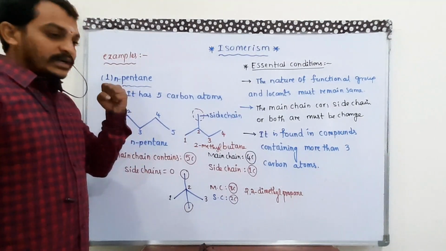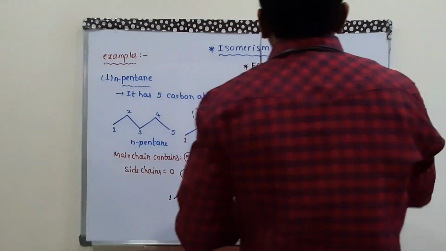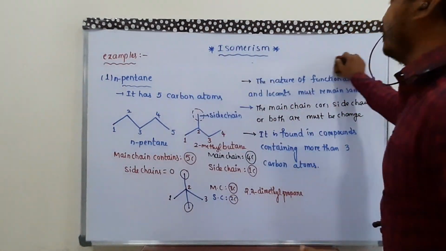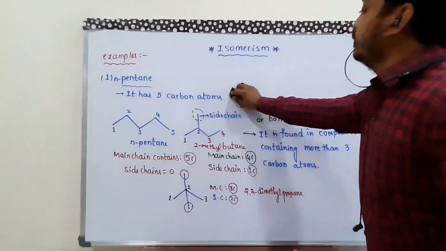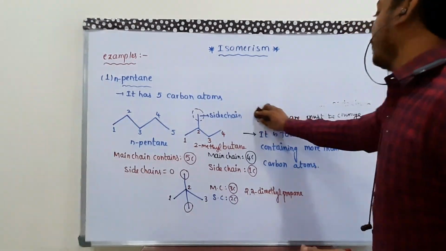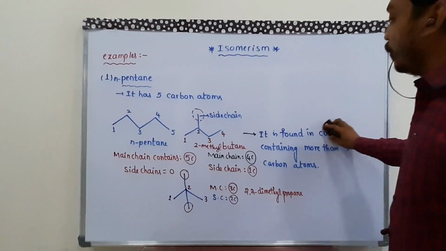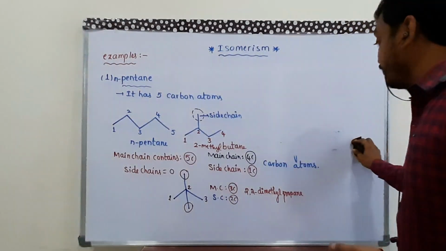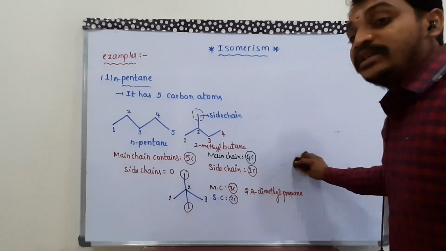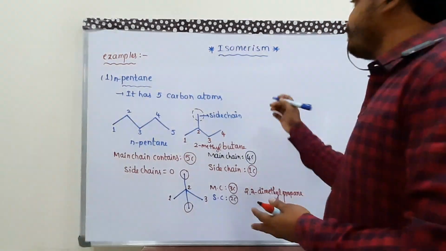Okay, so let us take another example. I want to explain another example here. Already I have given one condition, that the nature of the functional group and its locant must remain the same. Must remain the same means there is no change in the functional group.